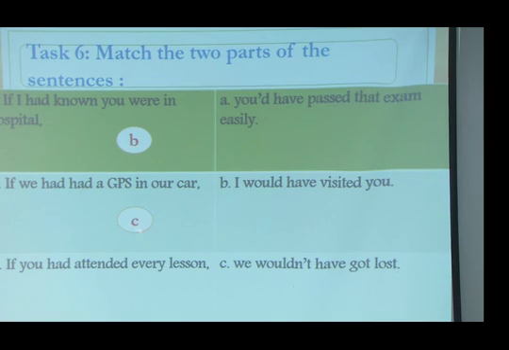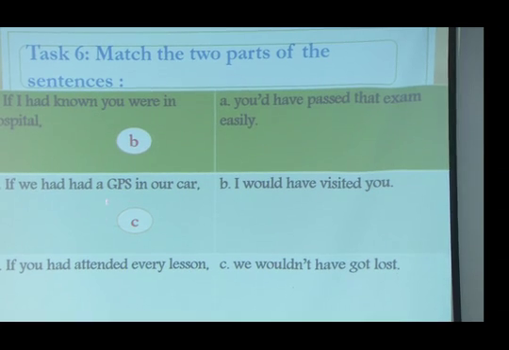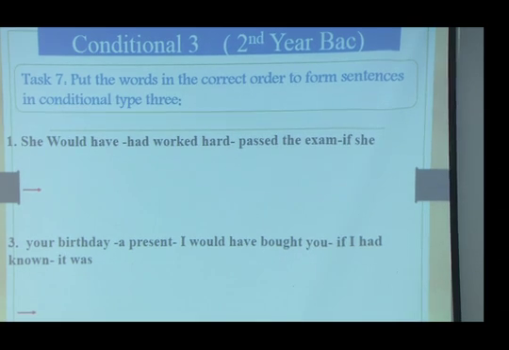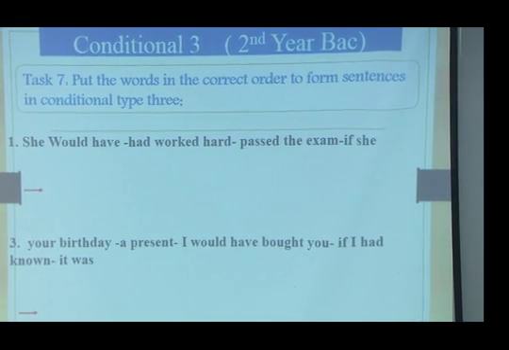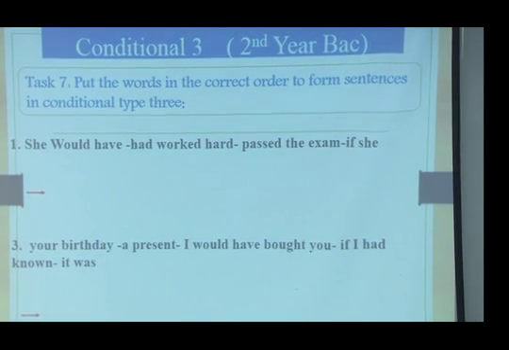What is the situation? It means that we got lost. So something happened. If we had had a GPS, we wouldn't have got lost. And the situation is that we were lost. If you had attended every lesson, yes, it's A, you would have passed that exam easily. Great job, dear students. Okay, now, put the words in the correct order to form sentences in conditional type 3.